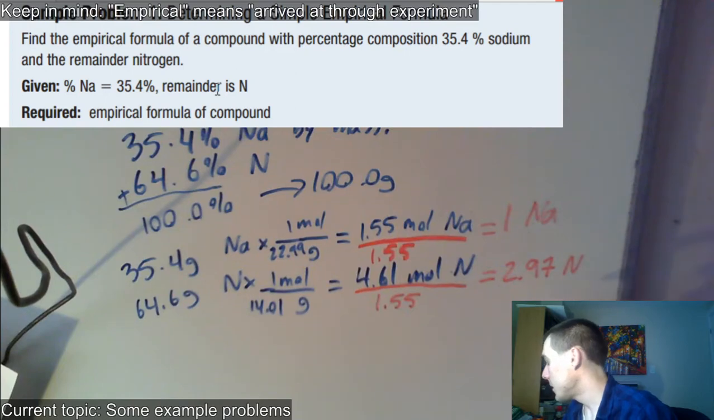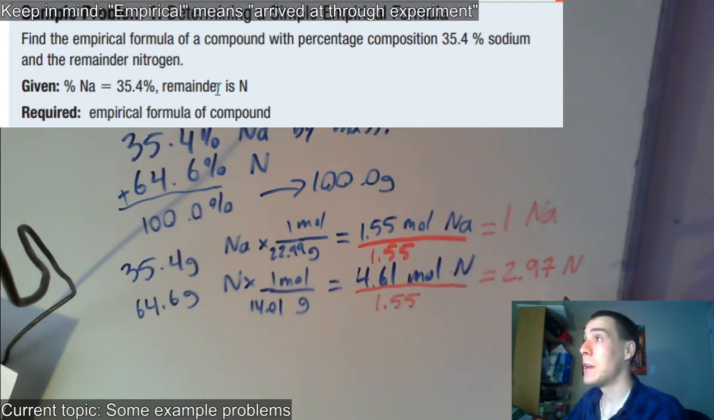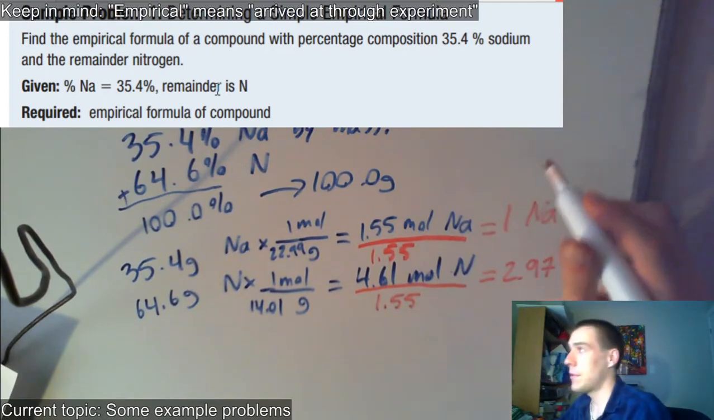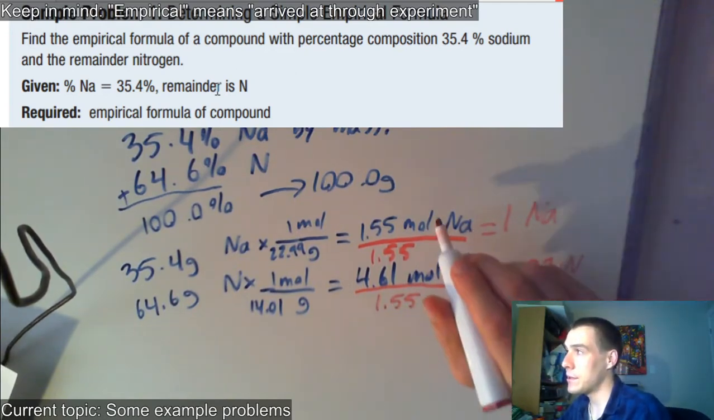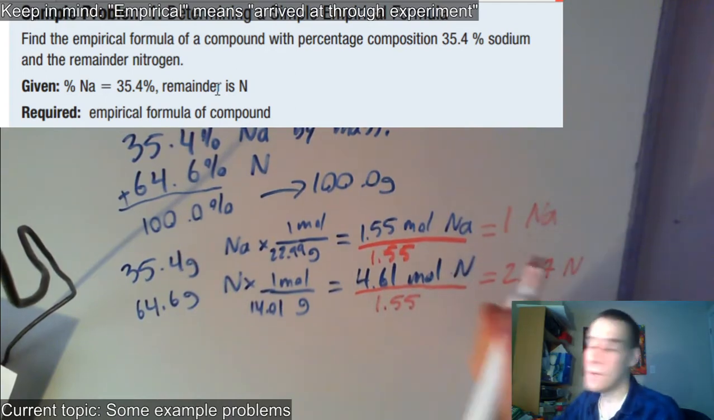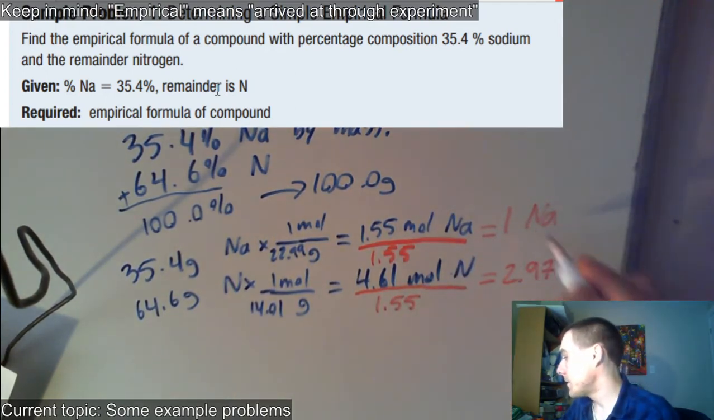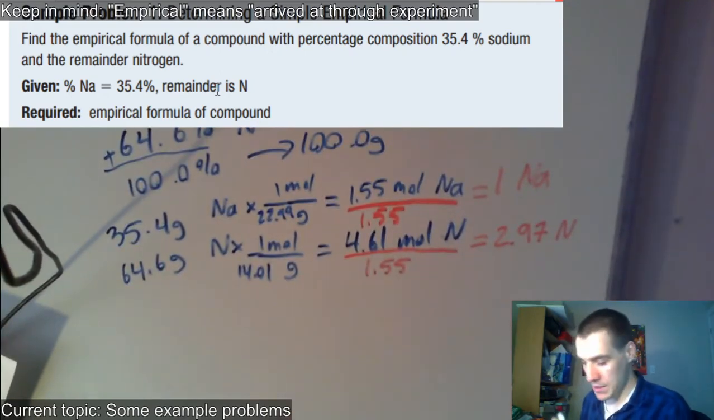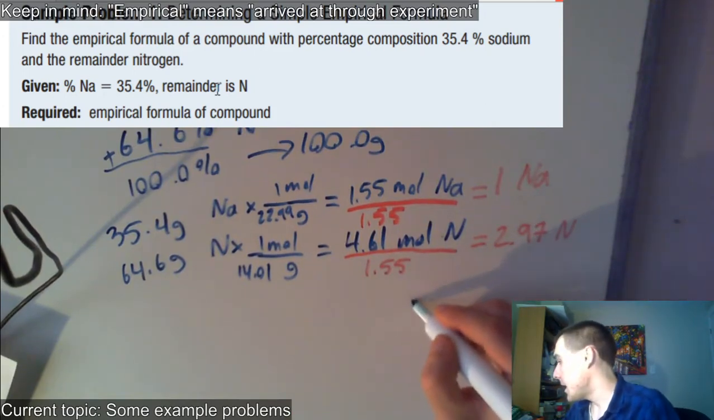2.97 nitrogen. Sorry, I got that backwards. It wouldn't be Na3N, it would be NaN3, because there's 3 times more nitrogen than there is sodium. My bad. So yeah, 1 mole of sodium to 3 moles of nitrogen.